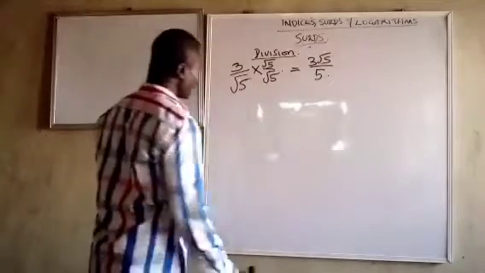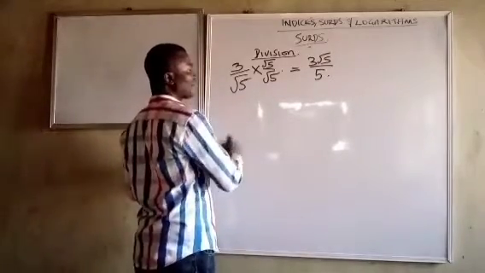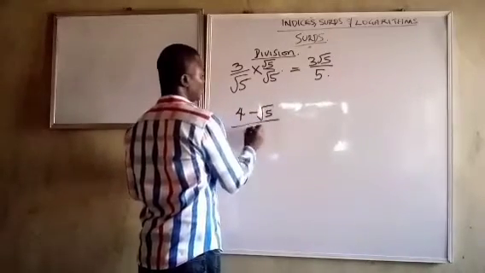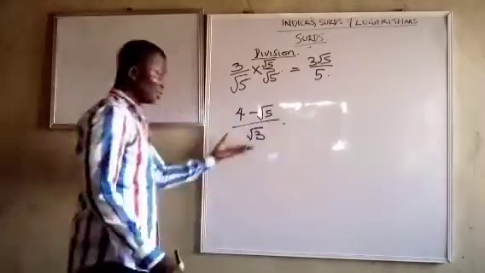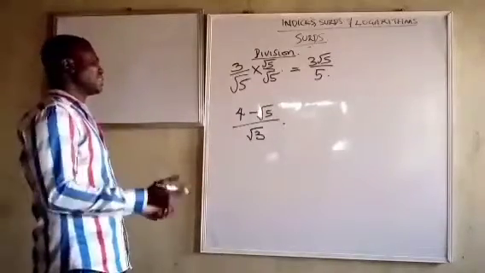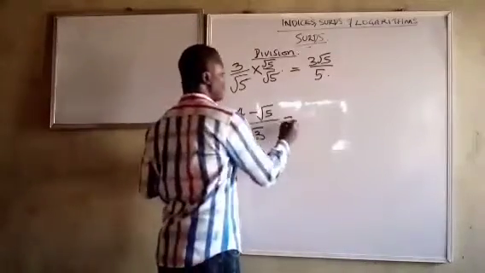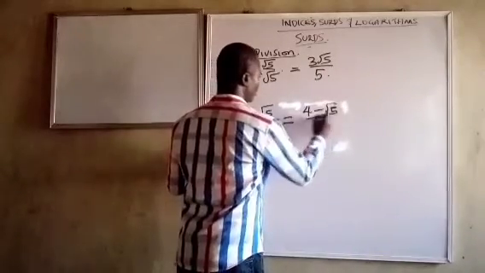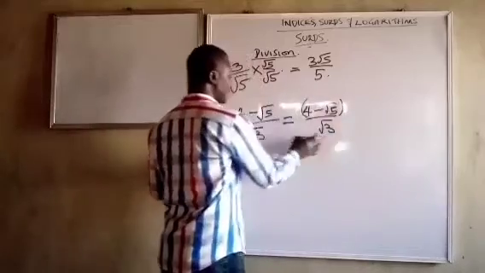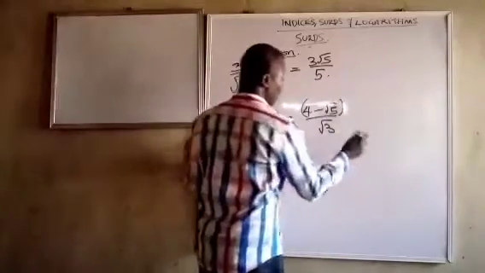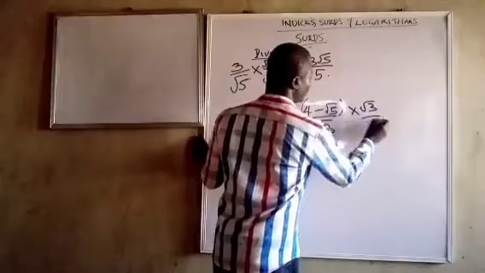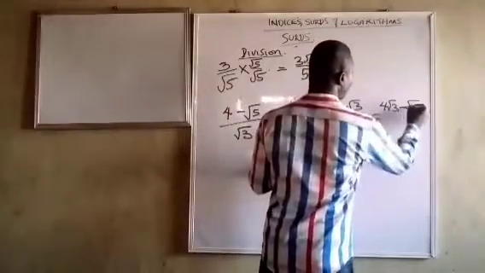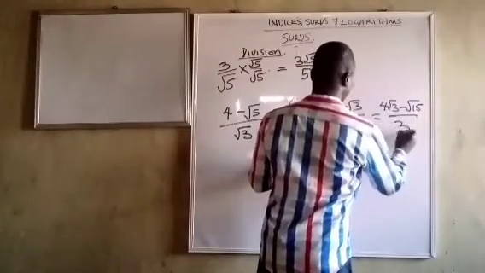Let's look at another one. Assume we have 4 minus root 5 divided by root 3. If you are going to process this one as it is, it might take very long and be a bit stressful. But what do we do? We multiply numerator and denominator by root 3, so that the denominator will no longer be a square root and it will look easier. So what does that give us? It gives us 4 root 3 minus root 15 over 3.